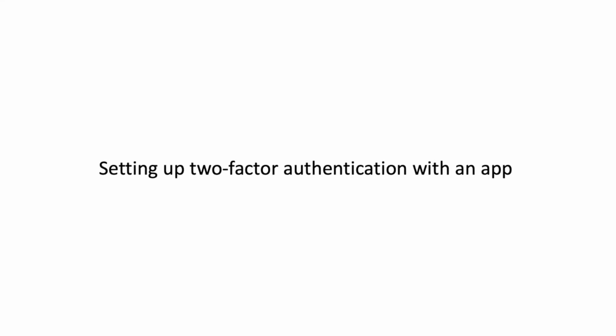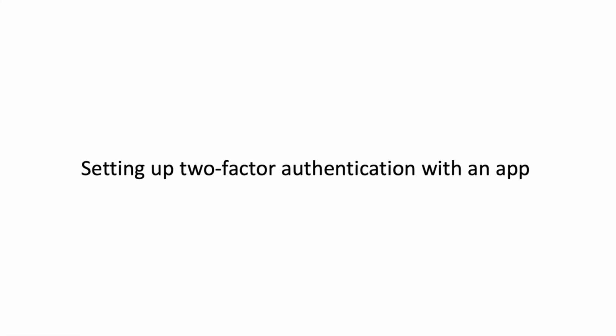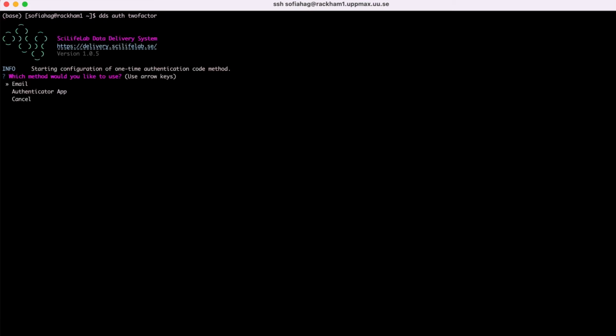Okay, now I will show you how to set up the two-factor authentication. So you go to your terminal, and then instead of logging in the normal way, you enter DDS auth two-factor. And then you can choose between either authenticating with the app or with email. So let's choose the app. Then you log in and you follow the instructions that follow.